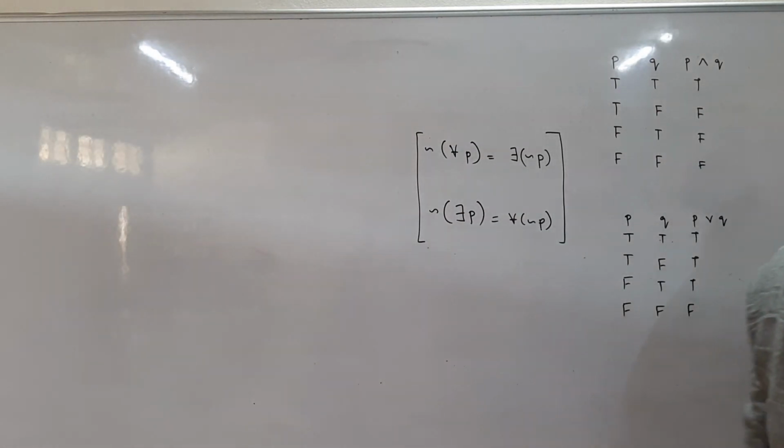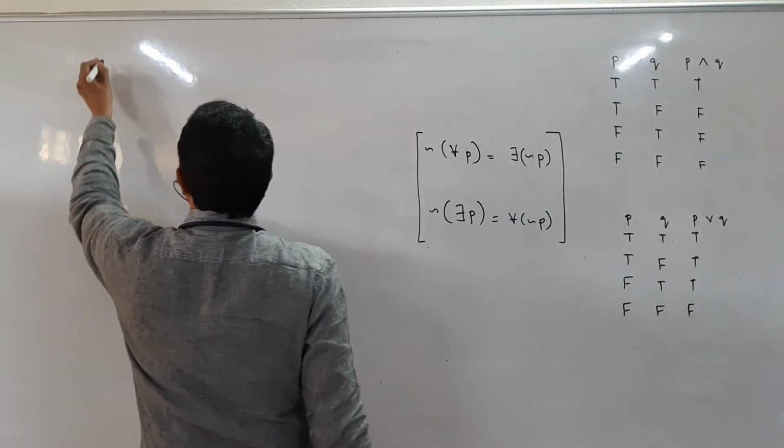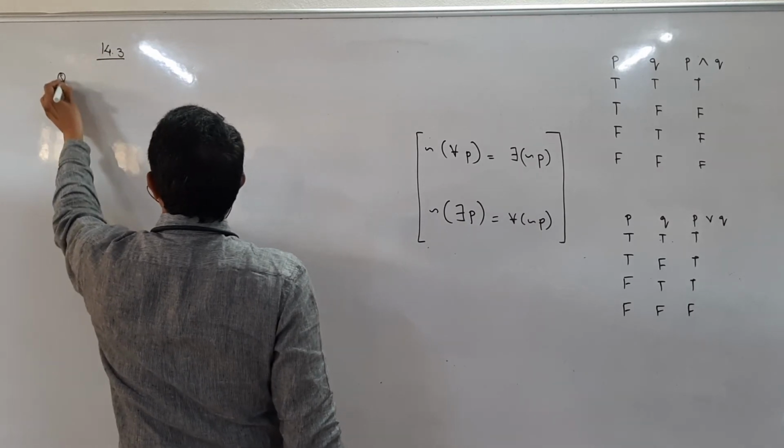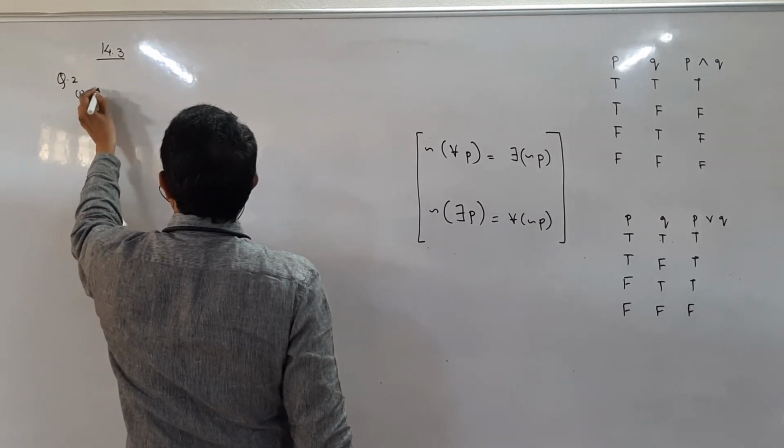Sorry students, 14.3. There exists a number which is equal to its square. So what is the quantifier? There exists. Exercise 14.3, question 2, part 1.